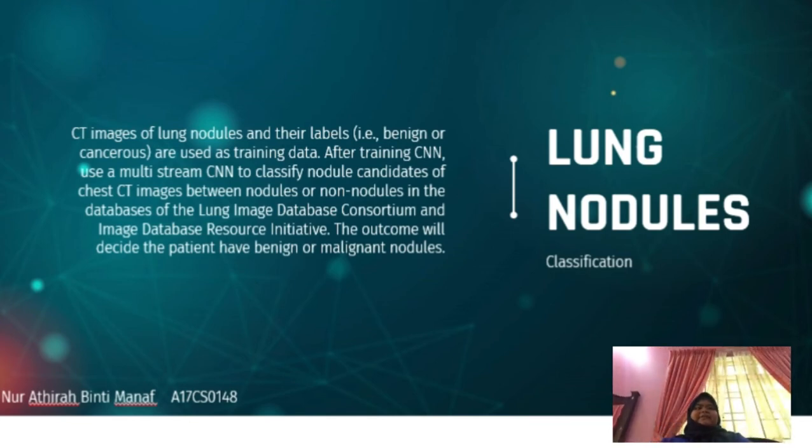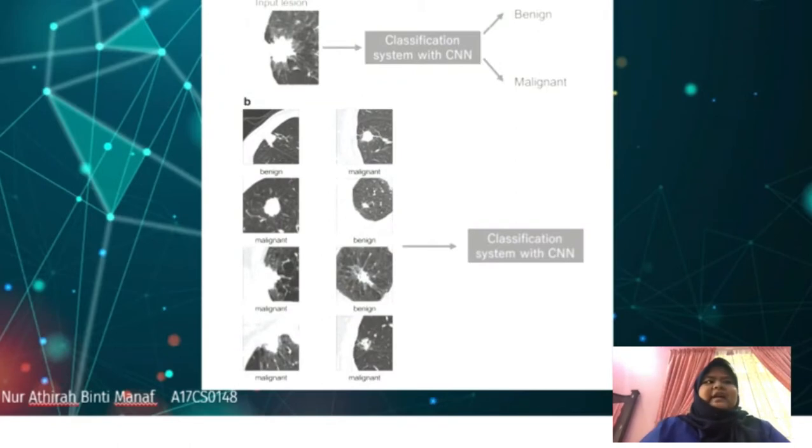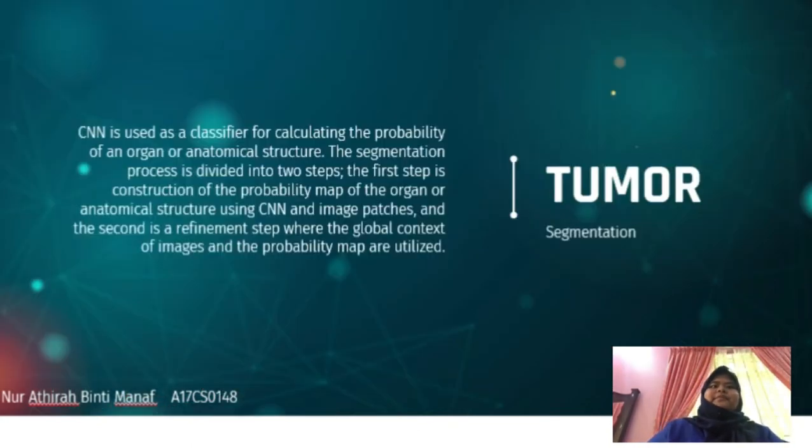Okay, from the example we can see the CNN classifies the images into certain categories, which is why CNN in lung nodules is used as classification imaging. The second example is tumor. Tumor is different from lung nodules. Lung nodules use classification imaging, while tumor uses segmentation imaging.